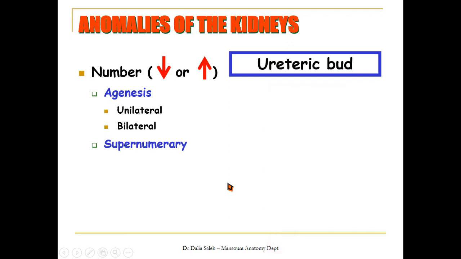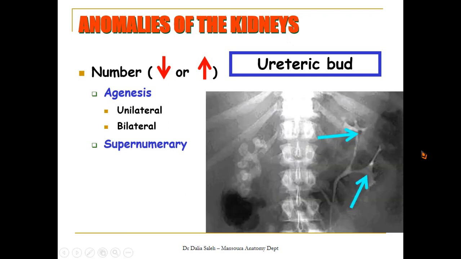Also, if we have an increase in the number of the ureteric bud, like early splitting of the ureteric bud or double ureteric bud at one side, we will end up with a supernumerary kidney, as shown in this X-ray.